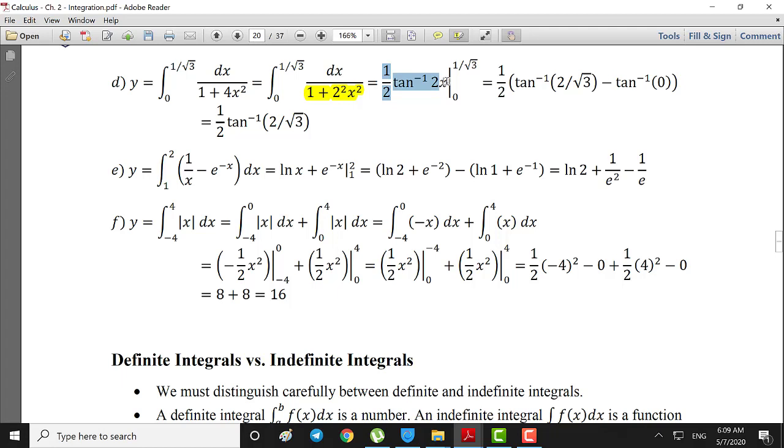Now, using the fundamental theorem of calculus part 2, we have to evaluate that at 0 and 1 over a square root of 3.